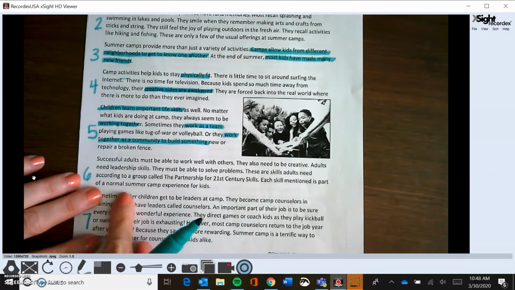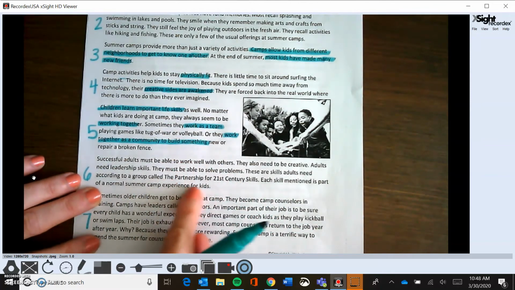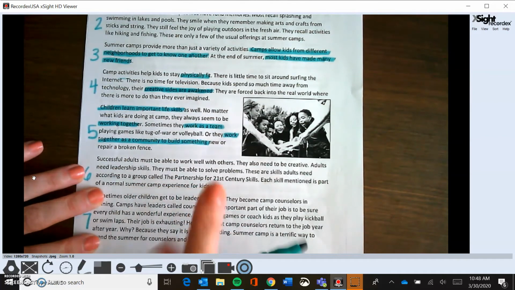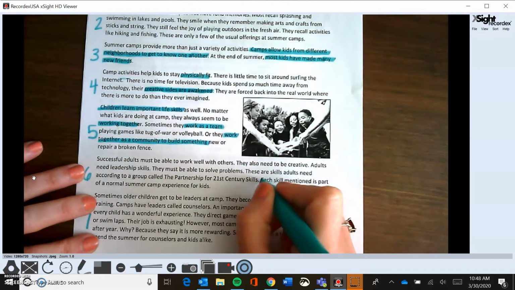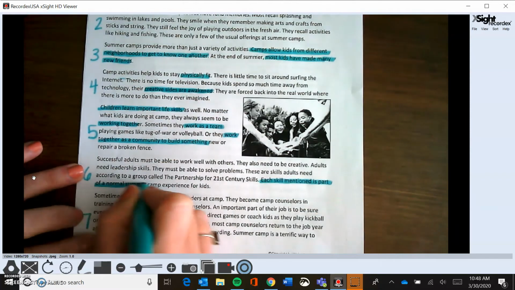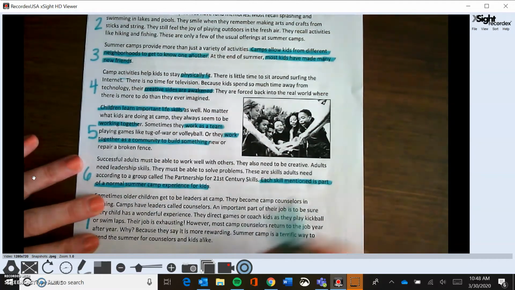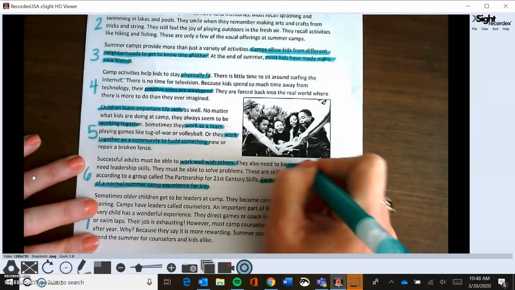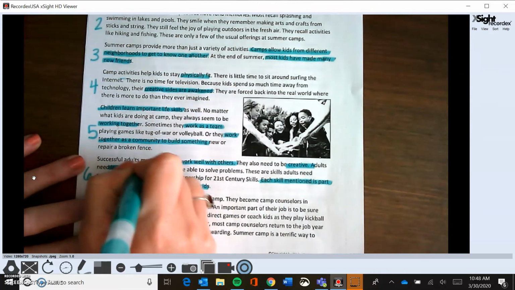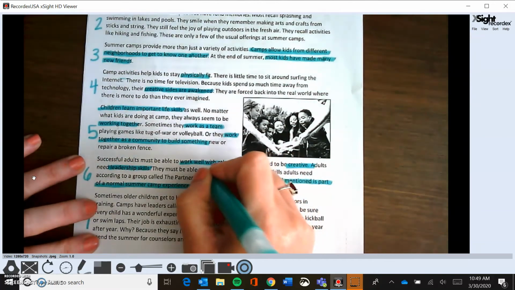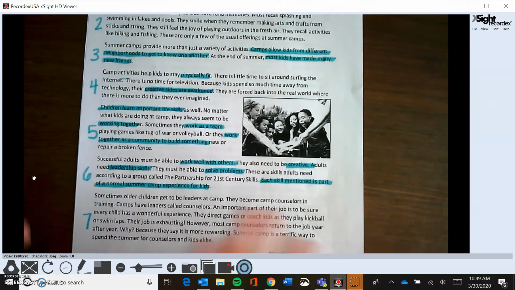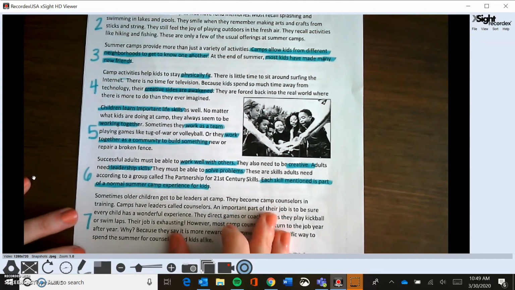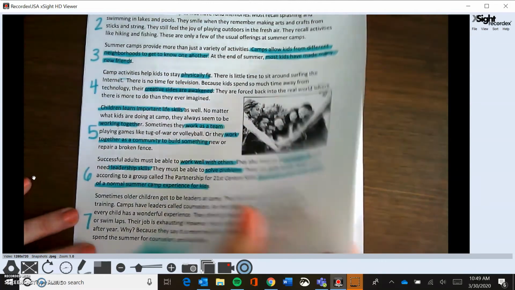And it even talks about how a lot of these skills that people need as adults are things that normal summer camps provide for students. So each of these skills mentioned is part of a normal summer camp experience. So they learn to work well with others, they can be creative, they help their leadership skills, they solve problems. All of those things are benefits. So this article has laid it out pretty easily for you guys to be able to pick out.